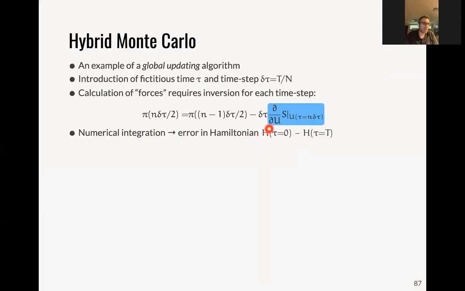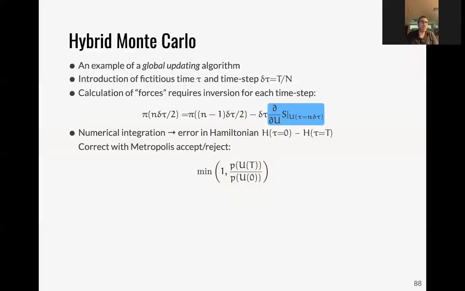One thing to note is that this numerical integration means that there will be a numerical error in the Hamiltonian between the final step and the initial step. So if we were to solve Hamilton's equations exactly, as you take the time step to be zero, this integration error will be zero, but because it's finite, there will be a finite difference between the initial and final Hamiltonian value. And that can be solved by doing a final accept-reject step at the end of the integration.